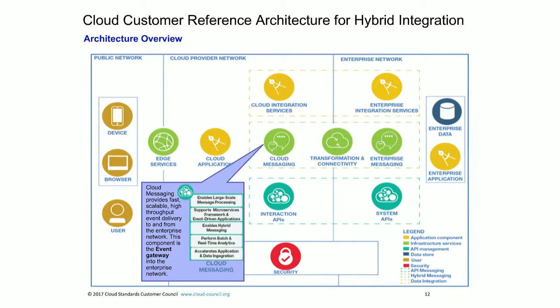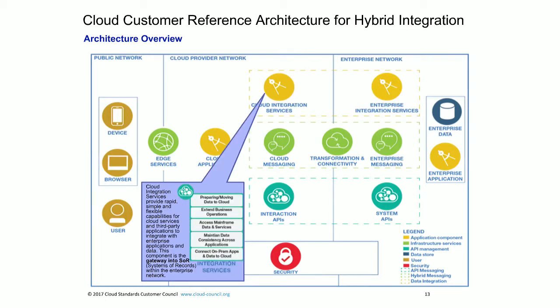Moving on to the event gateway that is represented by the cloud messaging component. This component provides fast, scalable, high throughput event delivery both to and from the enterprise, and this component runs in the cloud. Like I said, this is the event gateway into the enterprise network. Moving on. This third component is the data gateway into the enterprise. The cloud integration services component provides simple, rapid, and flexible capabilities for cloud services and other third-party applications to integrate with enterprise applications and data. So you can think of this component as the gateway into the systems of record within the enterprise.